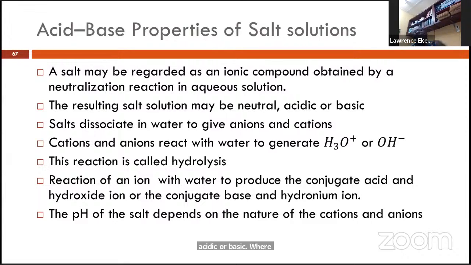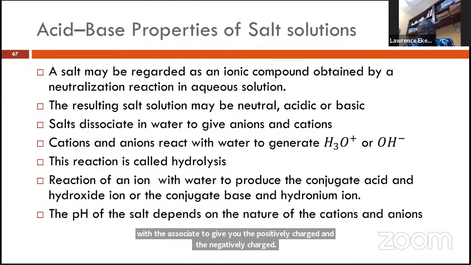When a salt dissociates in water, it gives you cations and anions. In other words, it will dissociate to give you positively charged and negatively charged ions. For example, you have sodium chloride, your common table salt at home.